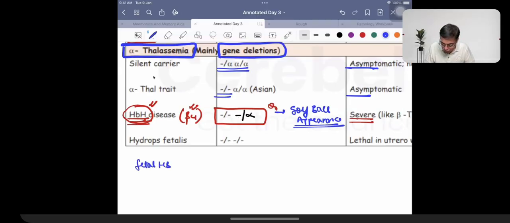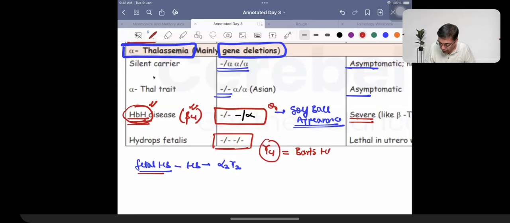What is fetal hemoglobin? In the developing fetus, what is HbF made up of? HbF is made up of alpha 2 and gamma 2. If there is a fetus in which no alpha chain is being produced, all four alpha chains are deleted, there is going to be formation of gamma 4 tetramer. Gamma 4 tetramer is what is given the name of Bart's hemoglobin.